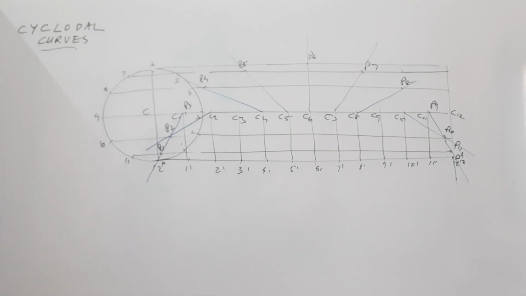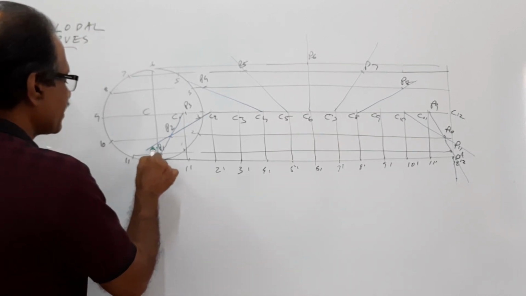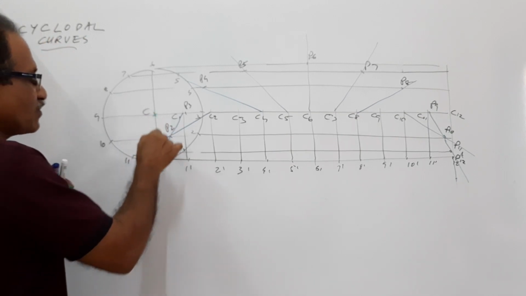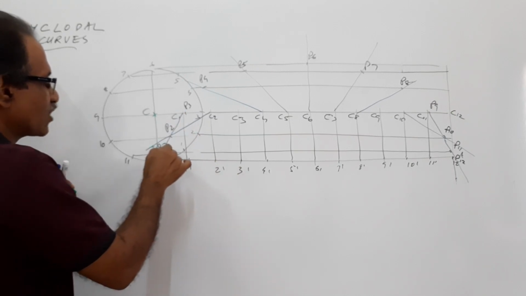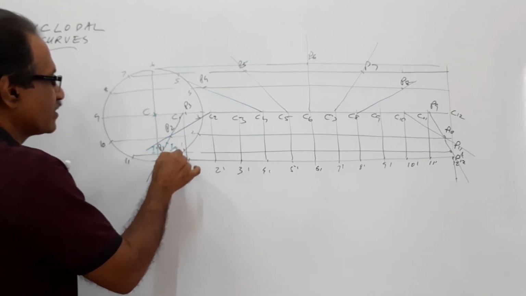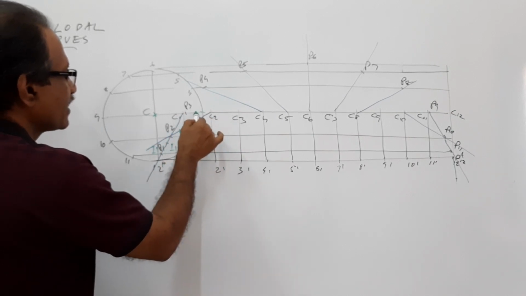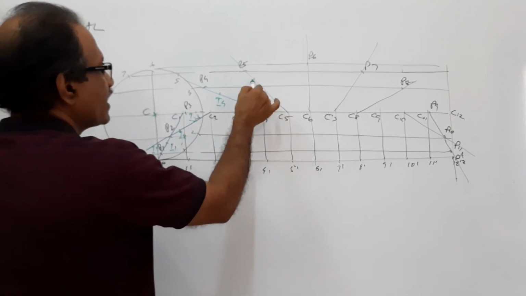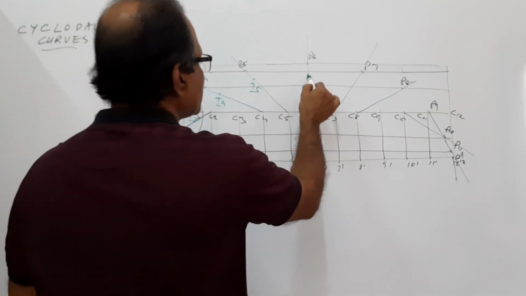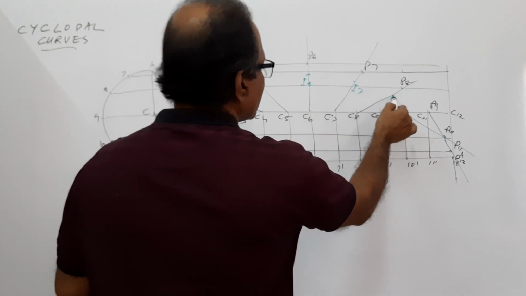Now, if you are drawing an inferior trochoid, where is the tracing point? The tracing point is here. Let us call it I. It is 18 mm away from the center. Take that 18 mm and mark on the C1 P1 line. What do you get? I1. C2 P2 line, I2. C3 P3 line, I3. C4 P4 line, I4. C5 P5 line, I5. C6 P6 line, I6. C7 P7 line, I7.